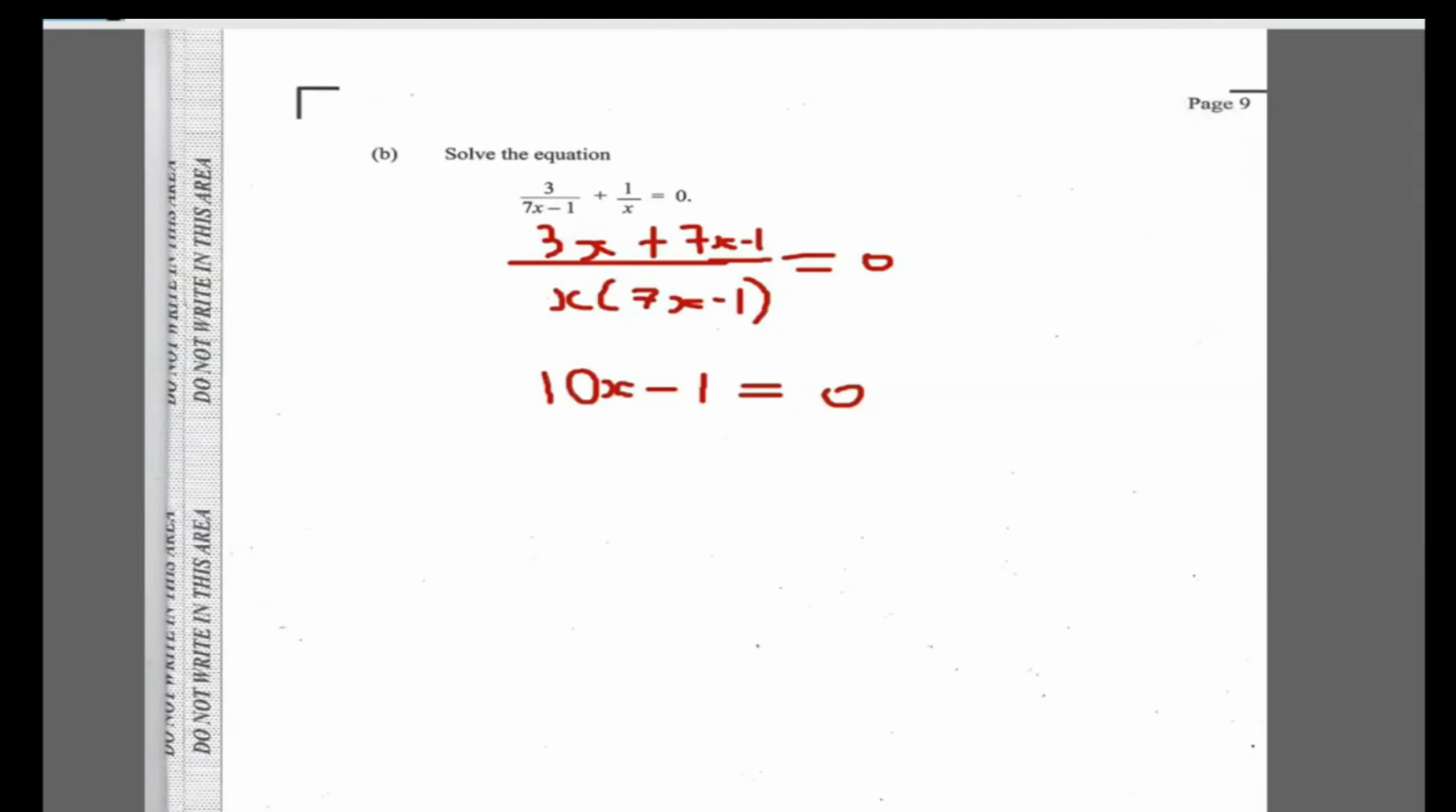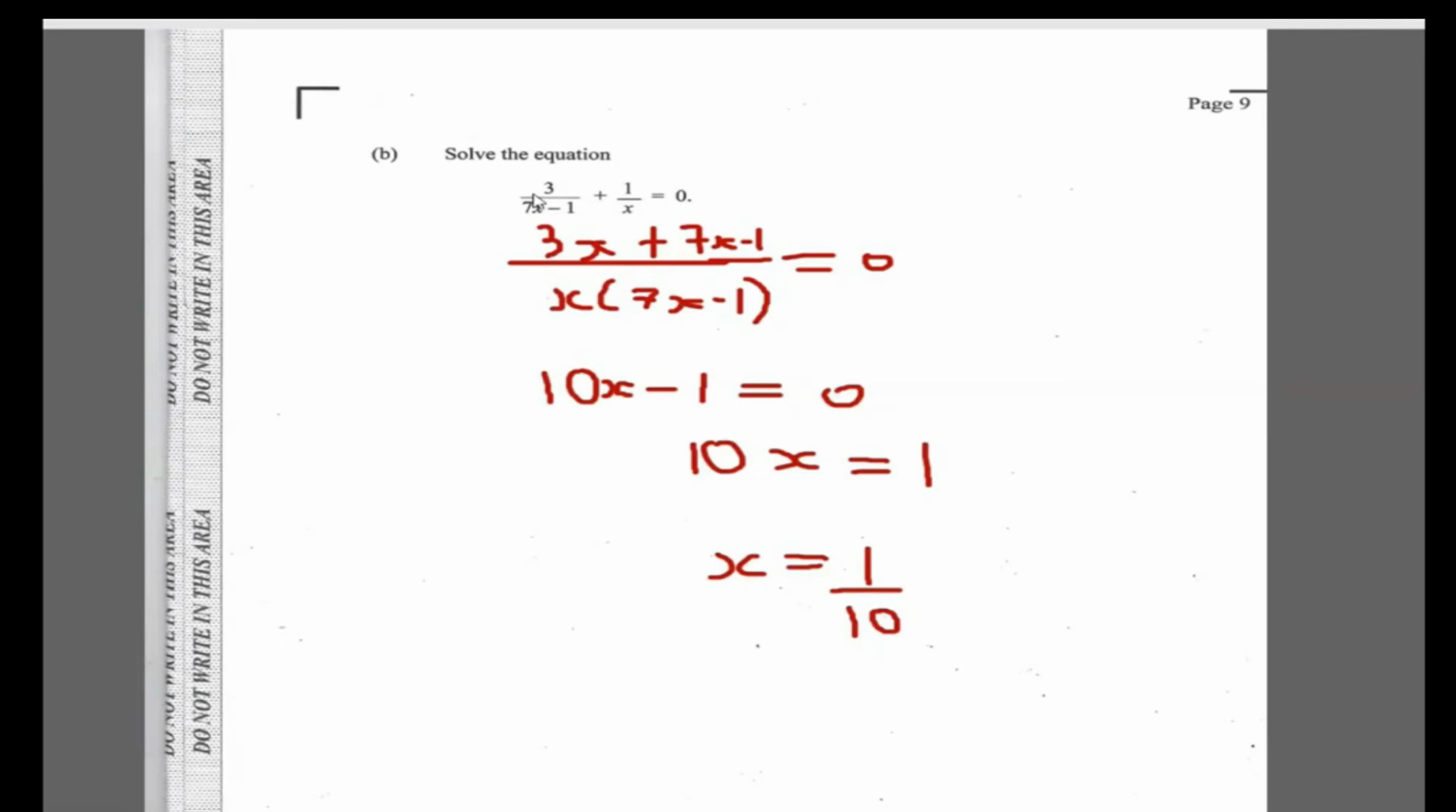So now that we can solve for x, we can go ahead and say that 10x equals 1. And if 10x is equal to 1, then x is equal to 1 over 10. x equals 1 over 10. Now, when you finish this question and you're not sure if your answer is right, go ahead and check it back in the calculator.